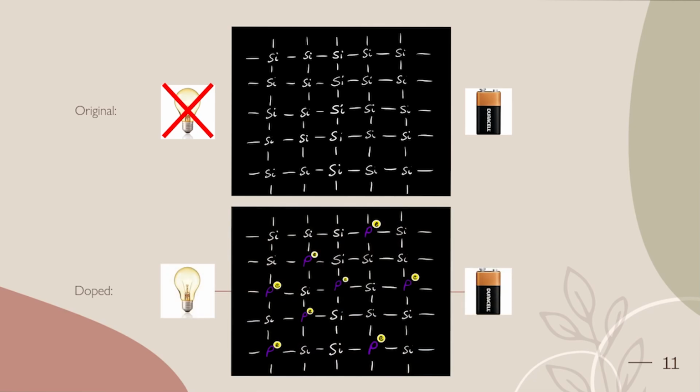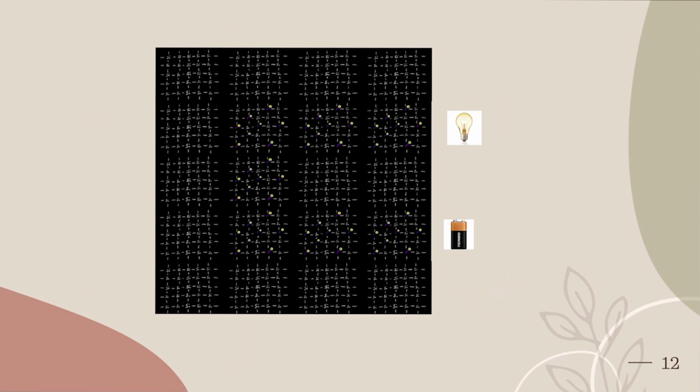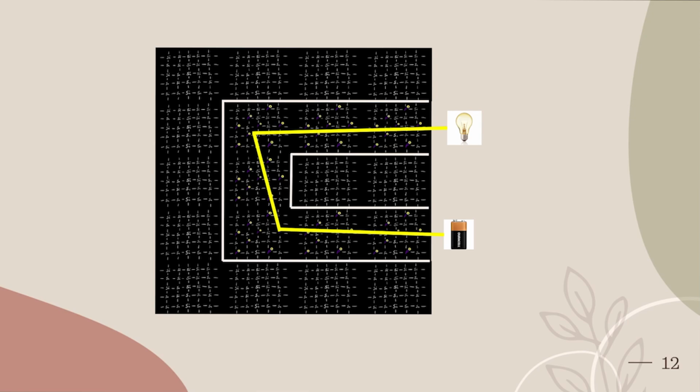Everyone following along so far? All right. So then what we can do is just change them in some areas, and then suddenly it'll only conduct along the path through what we've done. All right? We can also replace this with boron atoms to do the opposite and make it so electricity doesn't want to go to that area.